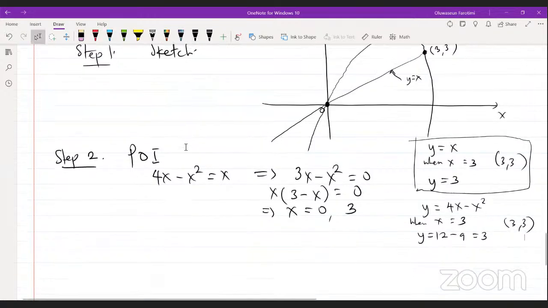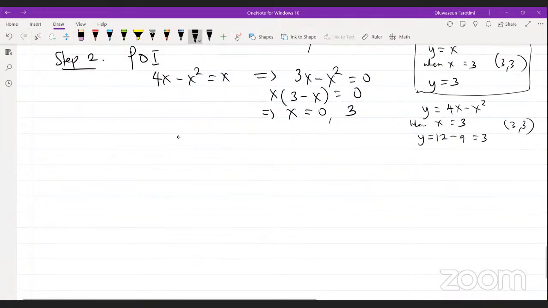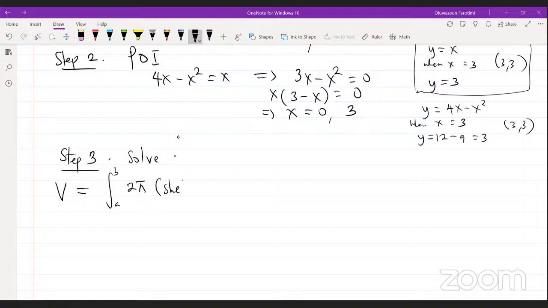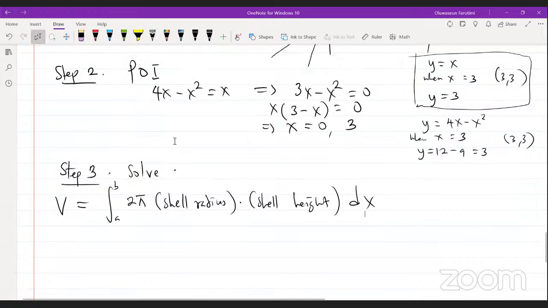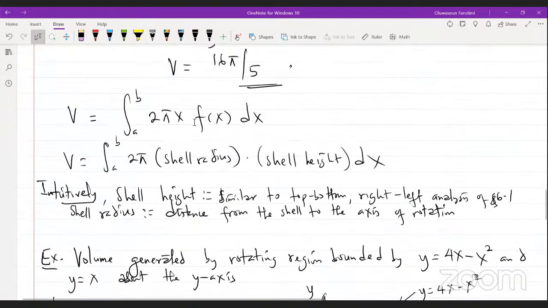Now step 3. At step 3, we're ready to solve. What is the formula? I have my volume, which is 2 pi, then remember I have my shell radius, then my shell height, dx. This is a very simple way to think about it. So if you look here, you have 2 pi x.